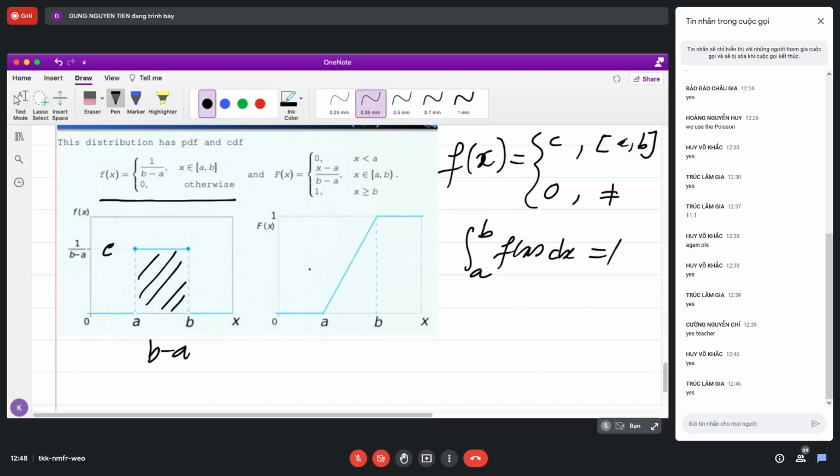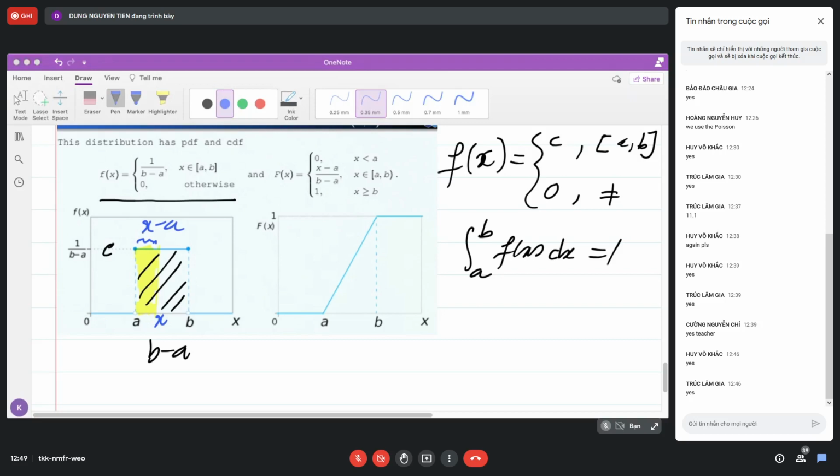And then you can compute the area to get the cumulative distribution function, which is (x minus a) over (b minus a), right? That can be obtained by computing the length of one side of the smaller rectangle, which is x minus a, times the value of c. So you get c times (x minus a), and c is the reciprocal of b minus a, and you get (x minus a) over (b minus a). Okay, it is very simple and easy to see.